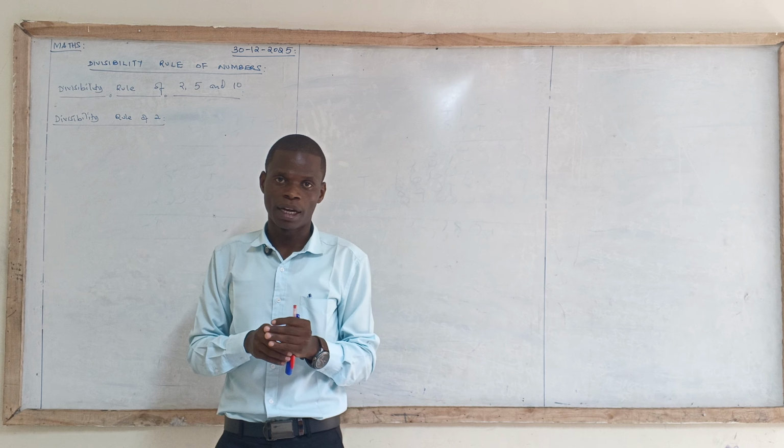The last digit here is 0. You see, 0 is one of the digits we say that a number must end with for it to be divisible by 2. So we say that the last digit is 0. You say that therefore 872,550 is divisible by 2.